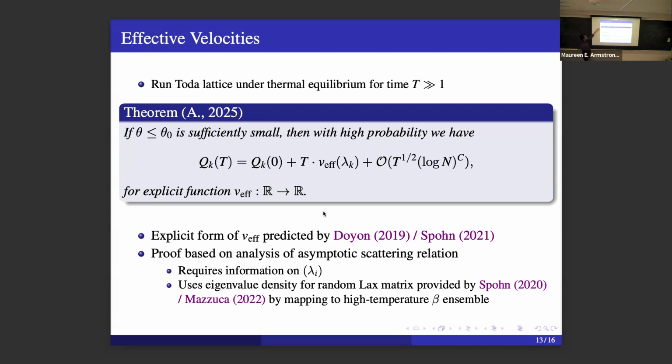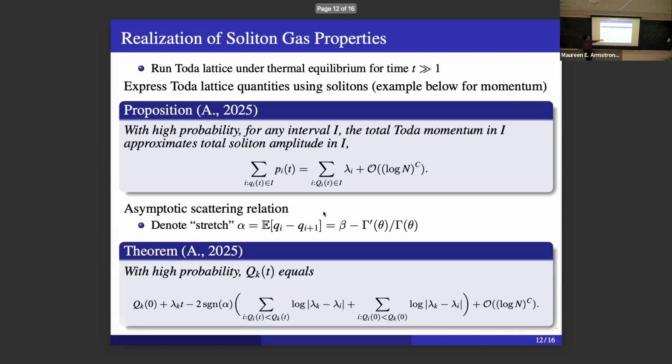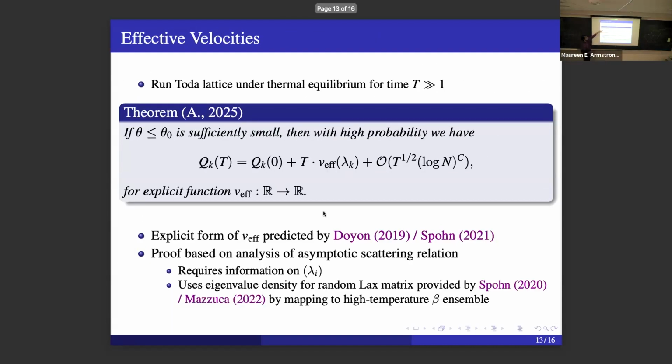The statement which you can prove by analyzing this equation is that this q_k(t) evolves almost linearly. It will have a speed which I call v_f(lambda_k) plus some error, which is again of order t to the 1/2. So this t to the 1/2 is the source of the t to the 1/2 I had from the asymptotic slide from about half an hour ago.